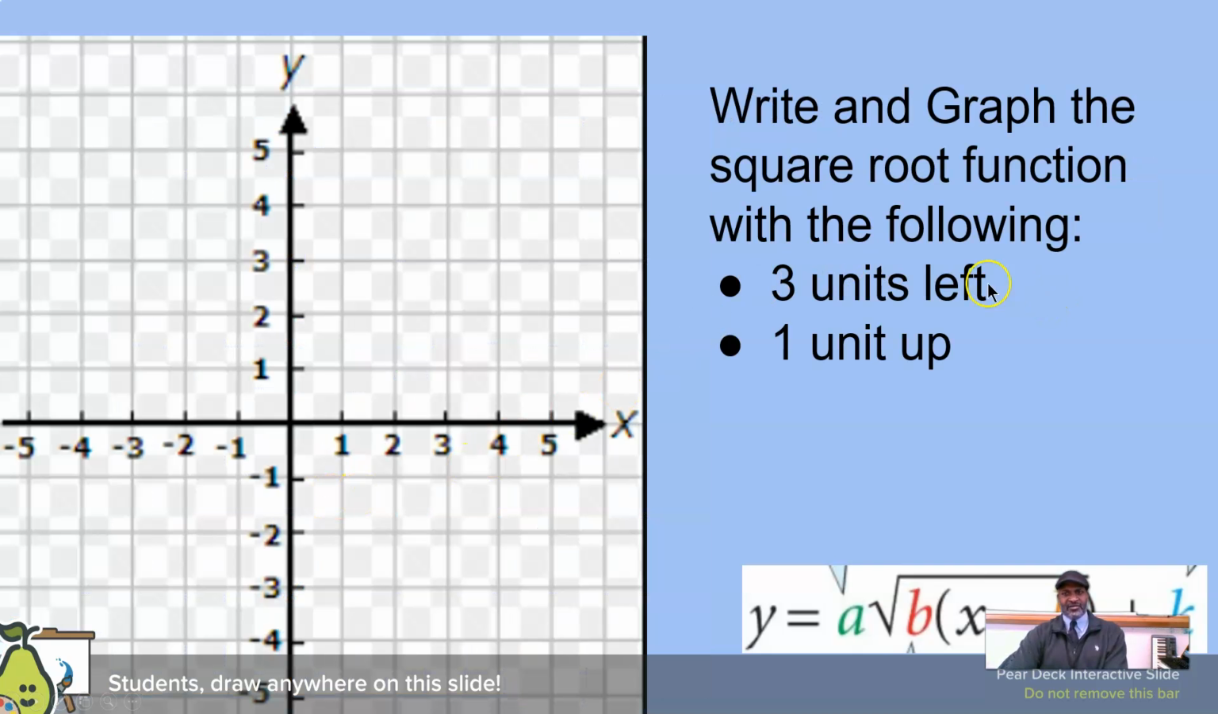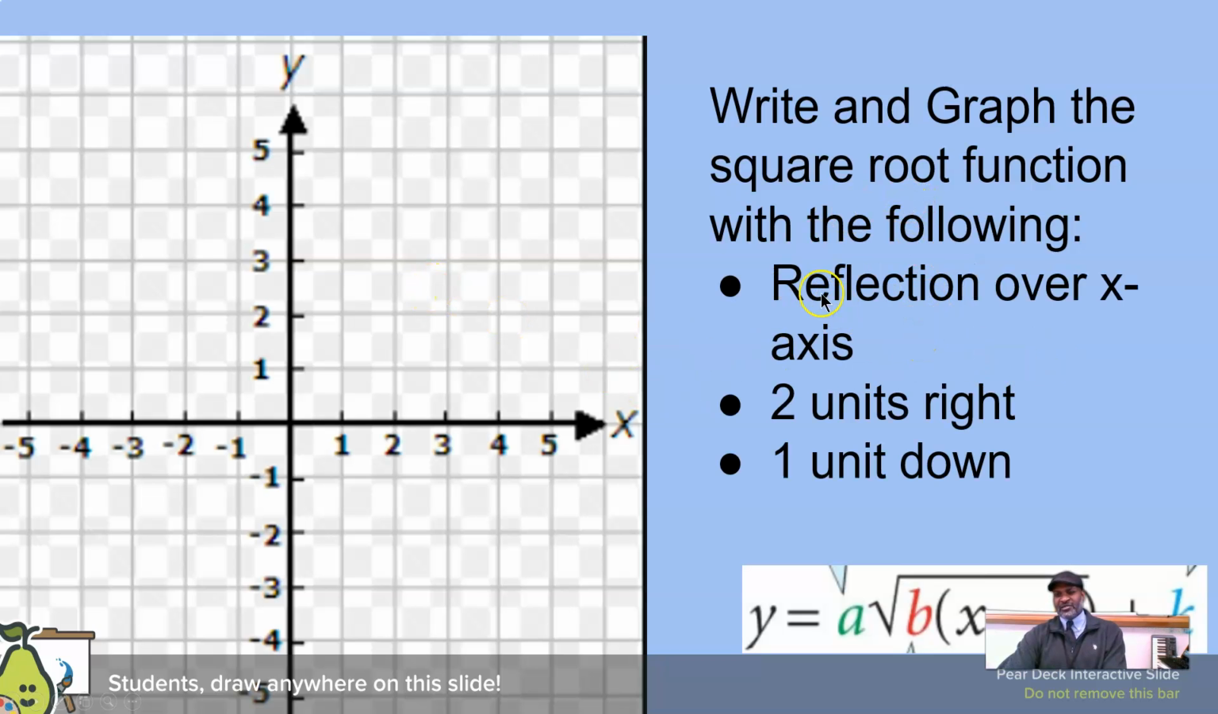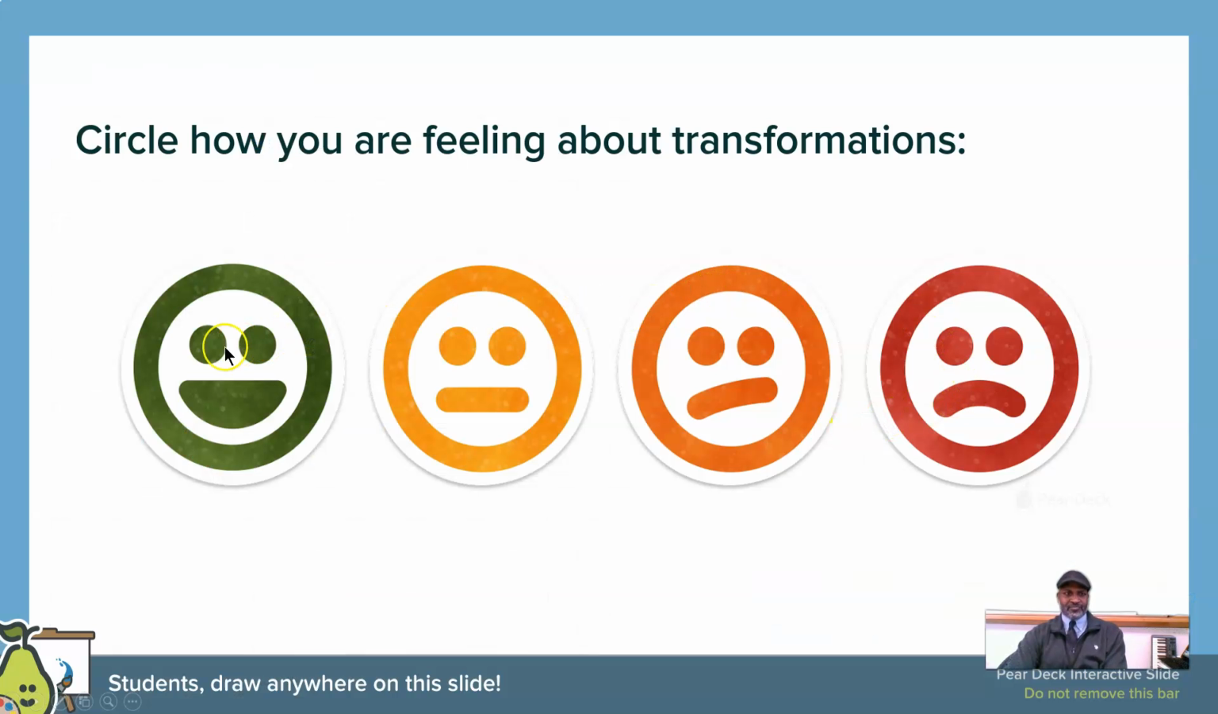All right. What I want you to do on this one, I want you to draw the function that is the square root function, 3 units left with 1 unit up. Draw it on this slide. And then see if you can write and graph this function. It's reflected over the x-axis, 2 units right, 1 unit down. All right, and then give me an idea of how well you understood this lesson.